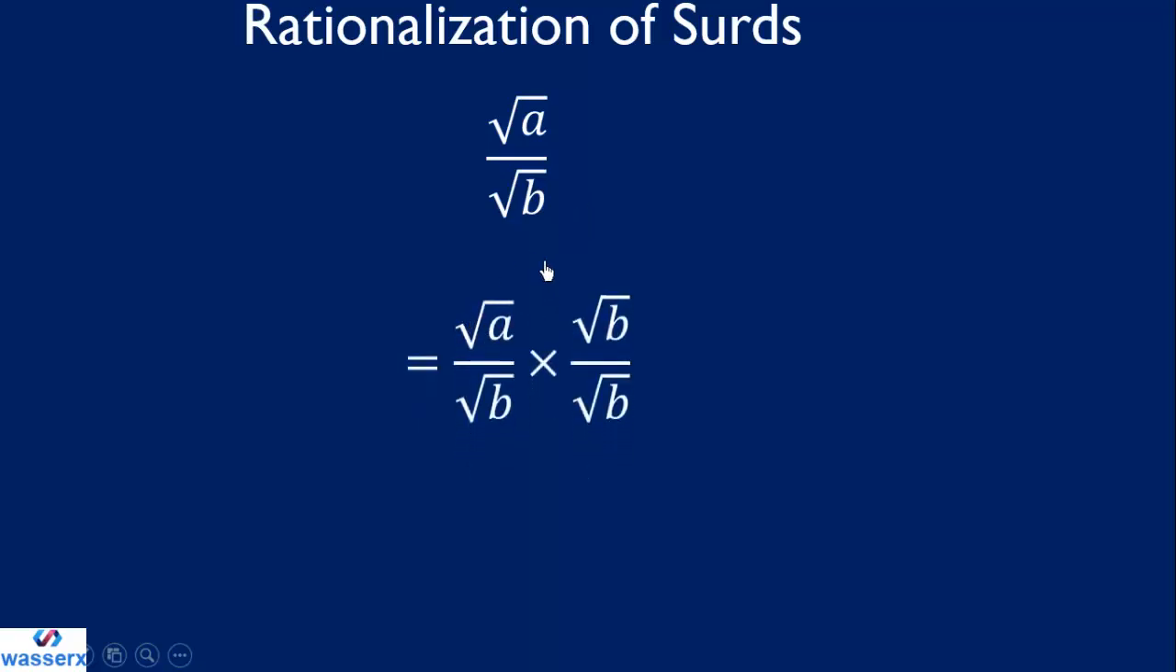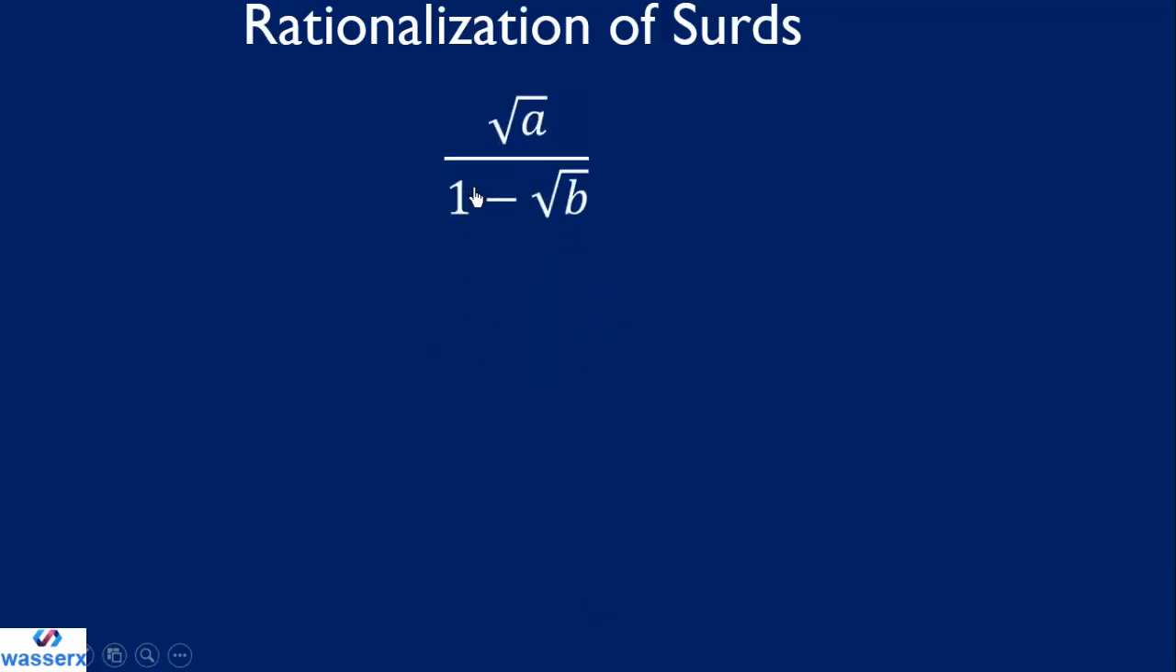So what we do is we multiply both the numerator, which is a, and the denominator by the surd in the denominator. So that gives us root of a times root b over root of b times root b. So this gives us root ab over b. So no problem over here. There's no root in the denominator.